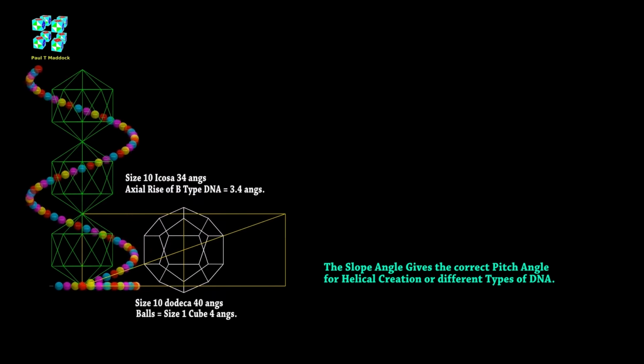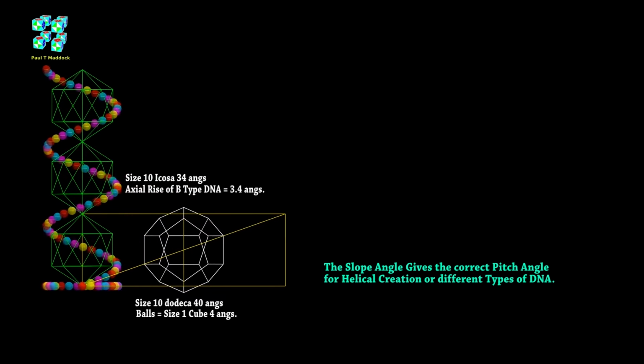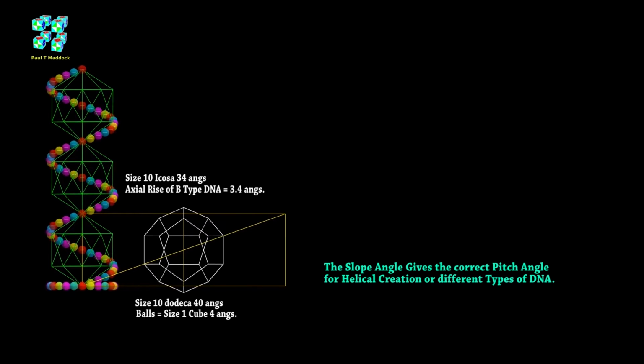Now in front, I'm showing you the slope angle of a dodeca, which I call a Yucatan slope, and you can see it spiraling around the icosa. I showed in my earlier videos that the physical size of the icosa and dodeca are different. The icosa is a little bit smaller than the dodeca, and I showed this in my earlier videos.